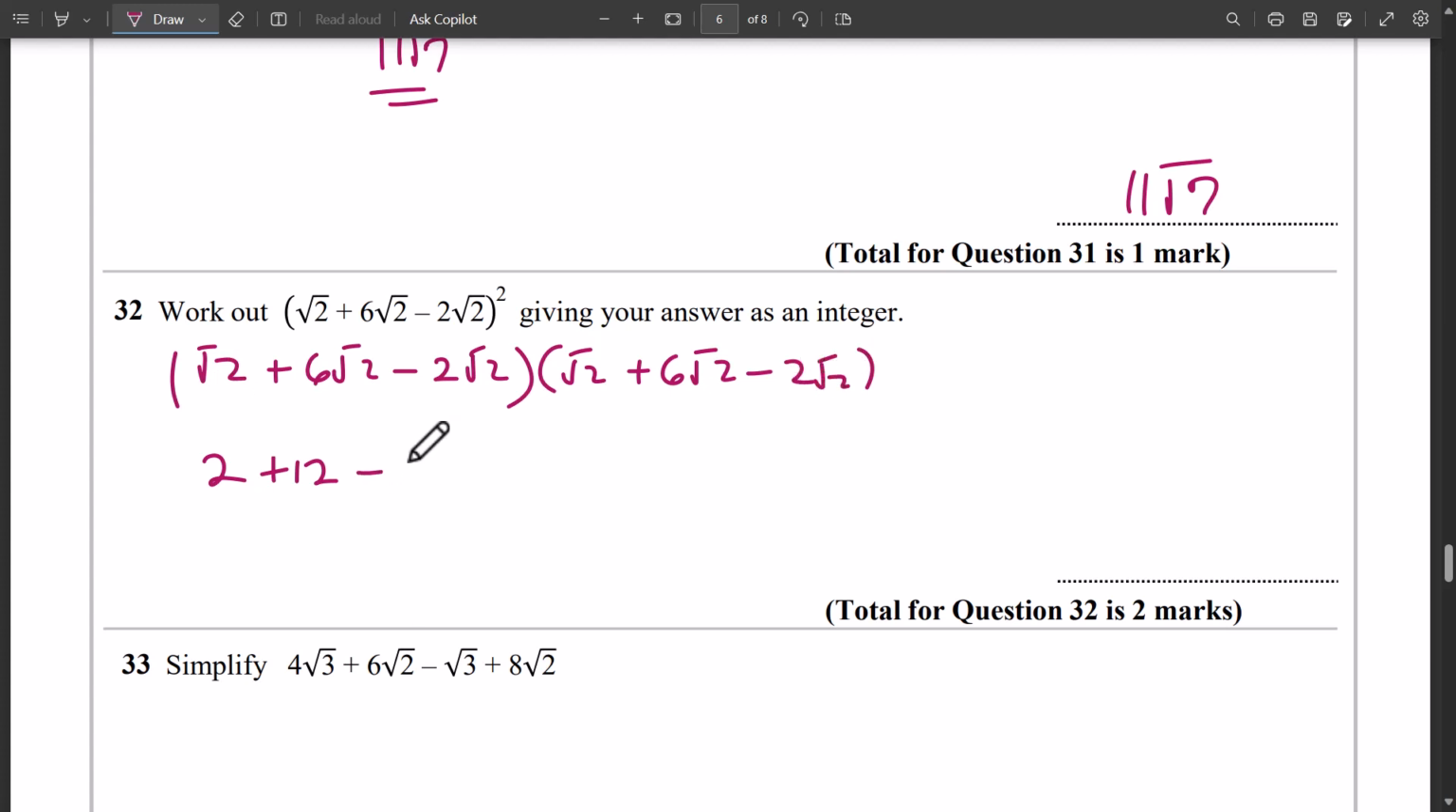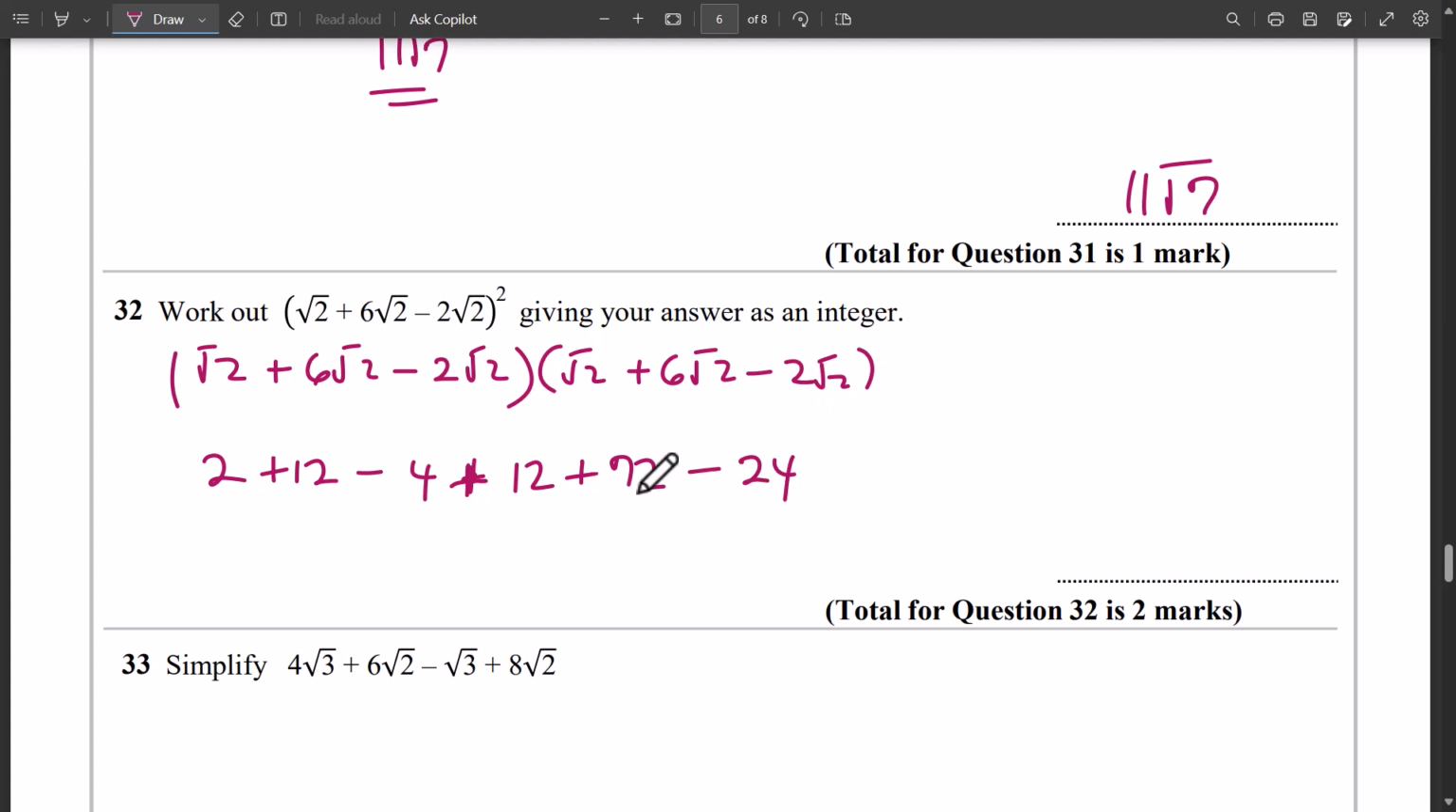4. Yeah, root 2 times root 2 is 2, 2 times 2 is 4. Next, we go with this next one. 6 root 2 times root 2, that's going to be 12. Next, 6 root 2 times 6 root 2. That's 36 times 2, that's 72. And 6 root 2 times minus 2 root 2, that's 12 times 2, that's minus 24.